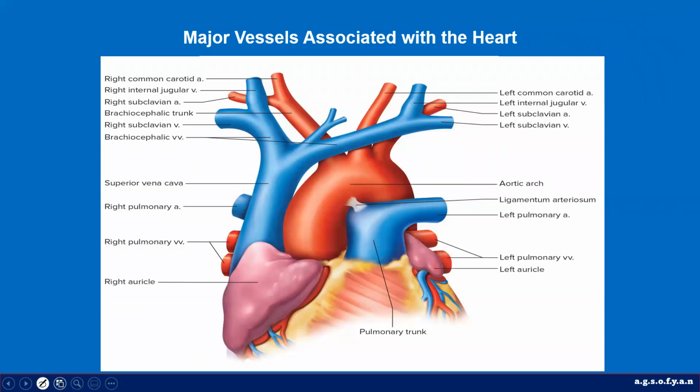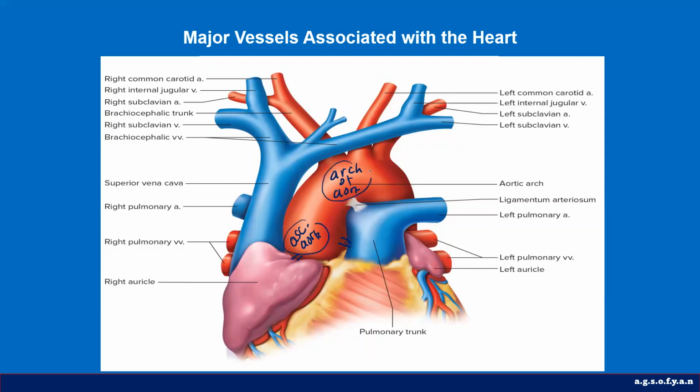Okay, this is the diagram that shows you, maybe more clearly, the branchings of the aorta. So this is the aorta. This is the ascending aorta. This is the arch of the aorta. The ascending aorta will branch into two. You cannot really see it over here because it's covered by the pulmonary trunk. There are going to be left and right coronary arteries from the ascending aorta.